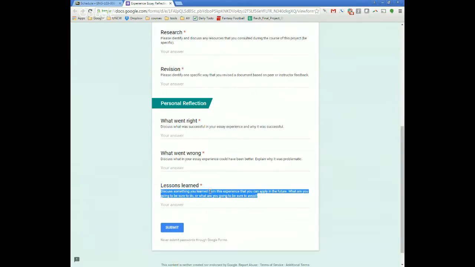Discuss something that you learned from this experience that you can apply in the future. What are you going to be sure to do, or what are you going to be sure to avoid? You can make this response very narrowly focused, so if you learned something about producing this kind of essay, or more broad, you learned something about your workflow, or asking particular questions of the instructor, or going to the writing lab or something like that. However broad or specific you want to scale this, you can do that.